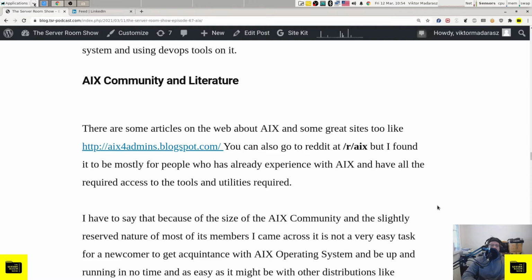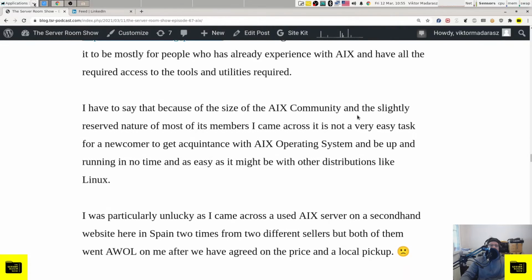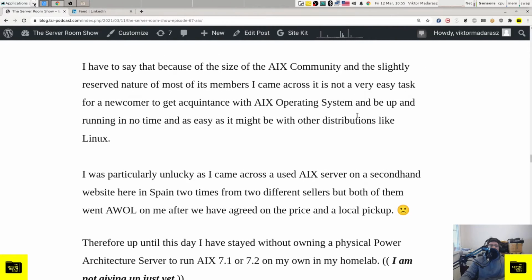You can also go to Reddit at r/aix, but I found it to be mostly for people who already have experience with AIX and have all the required access to the tools and utilities. So I'm not sure the Reddit community of AIX would be the one where I would go. I also know that, if I'm not mistaken, there is an AIX IRC channel on Freenode. So maybe you can look at the IRC channel, and maybe people willing to help will put you in the right direction.